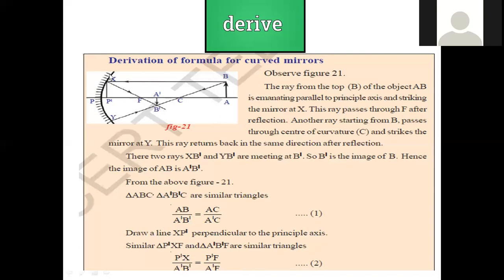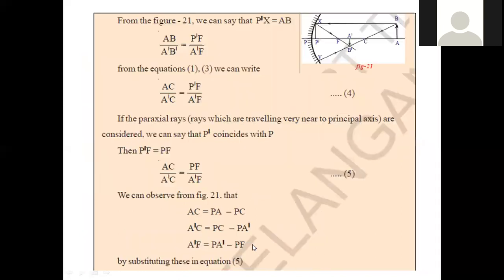P prime X by A prime B prime is equal to P prime F by A prime F. So this distance by this distance. Okay, so that is the second assumption, which is mentioned in equation number 2.